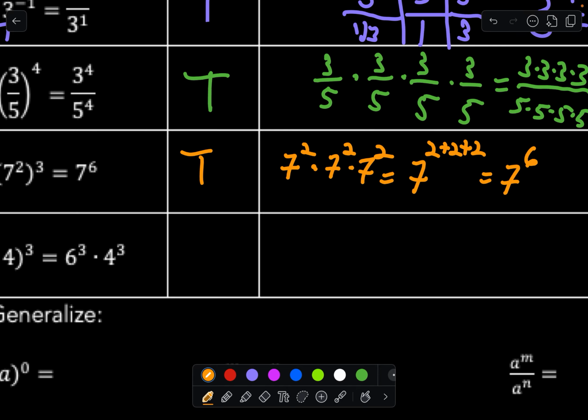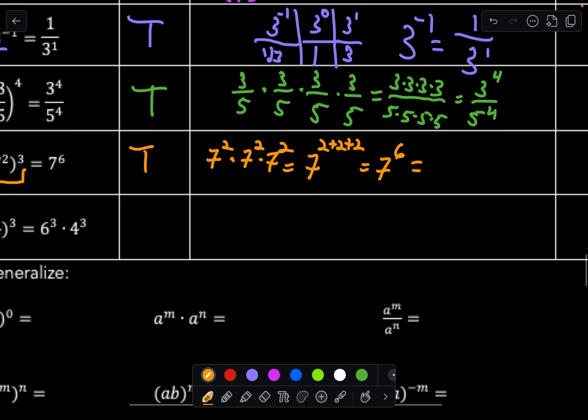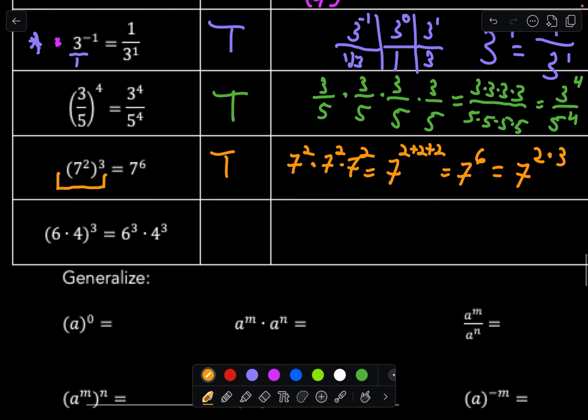Okay? So this also is an important concept. When you raise a power to a power, you multiply the exponents. So 7 to the 6th is literally just 7 to the 2 times 3. All right? Finally, the last statement is also true.